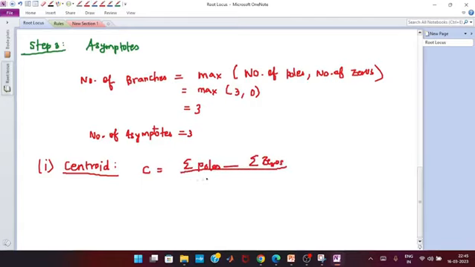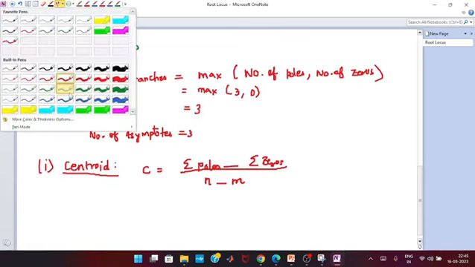I am giving some notation for the number of poles. Let me call it n. And for the number of zeros, let me give the notation m. Okay, so this is how I have to go for it.